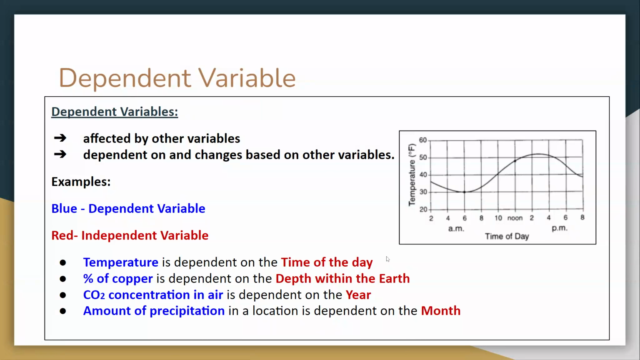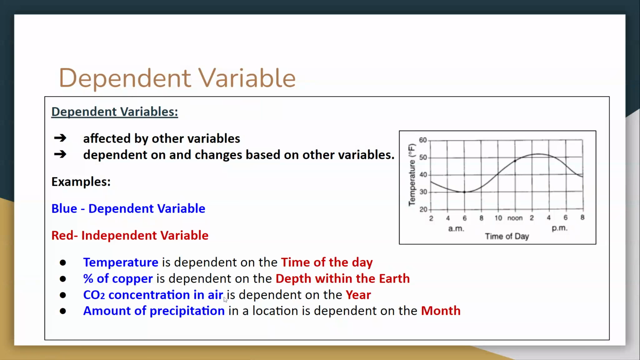Temperature is dependent on the time of the day. Temperature is the dependent variable. It's dependent on the time of the day. Percentage of copper is dependent on the depth within the earth. Percentage of copper is the dependent variable, and it's dependent on the depth within the earth, but the depth within the earth is not dependent on copper.